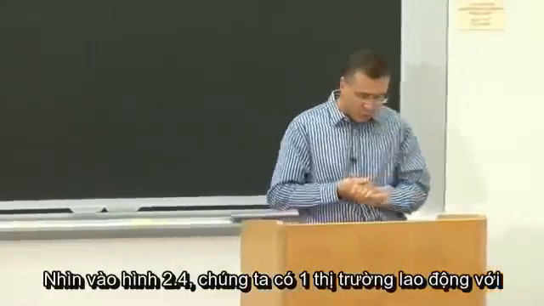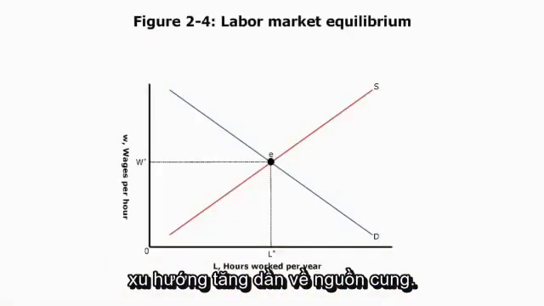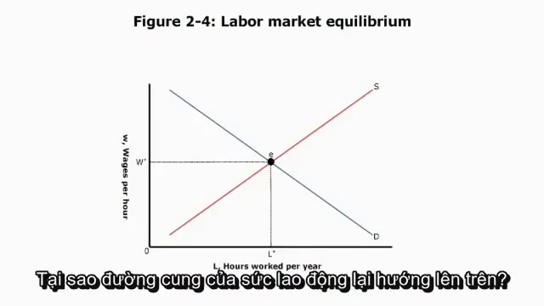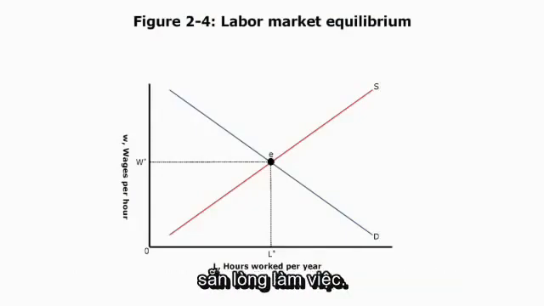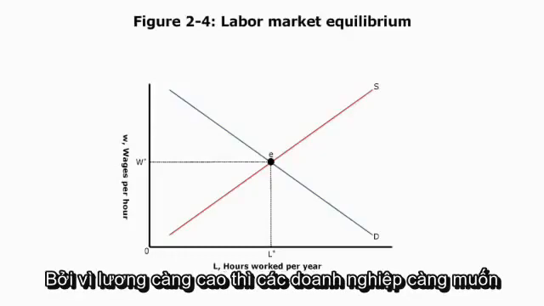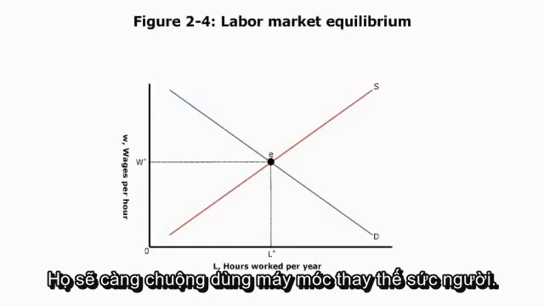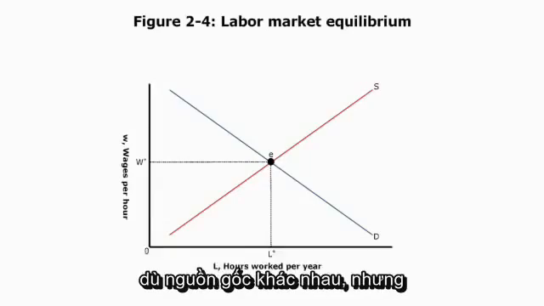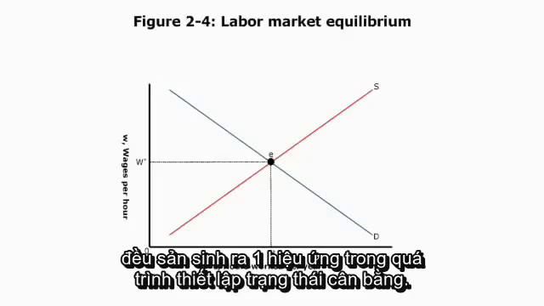So you see in figure 2.4, we have a labor market with an upward sloping supply curve. What does that mean? Why is the supply curve upward sloping? Because the higher your wage, the more you're willing to work. Okay? And we have a downward sloping demand curve. Why is it downward sloping? Because the higher the wage, the fewer workers the firm wants to hire. It would rather use machines instead. Okay? So basically, you've got that same supply and demand curve, different stories as to where they come from, but the same effect in terms of determining equilibrium.